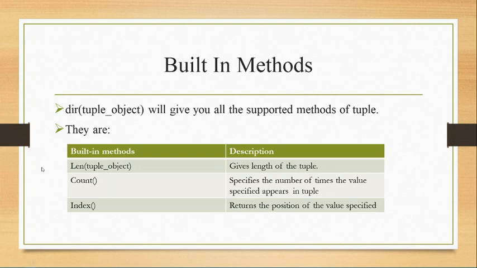These are the type specific or supported methods of tuple. Length will give us the length of our tuple. Count specifies the number of times the specified value appeared in the tuple. Index returns the position of the value specified.